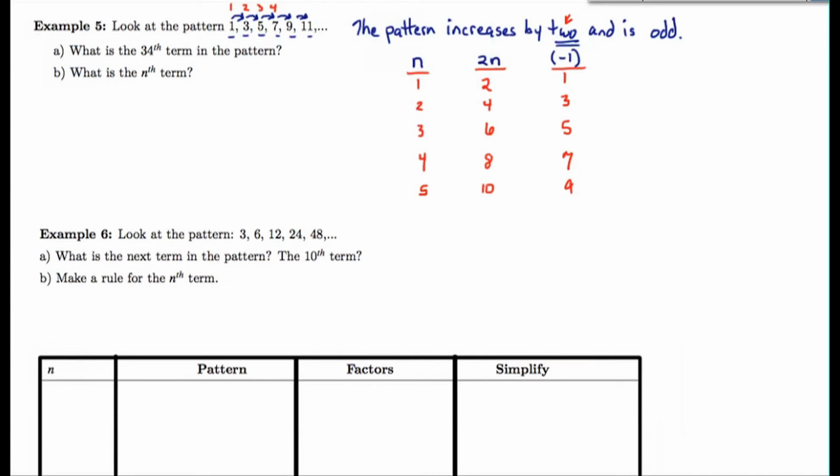So what would the 34th term be? 34. Okay, so we would first need to double that. That would give us 68. And then we subtract 1 from 68. It would be 67. So that would be our answer, 67.